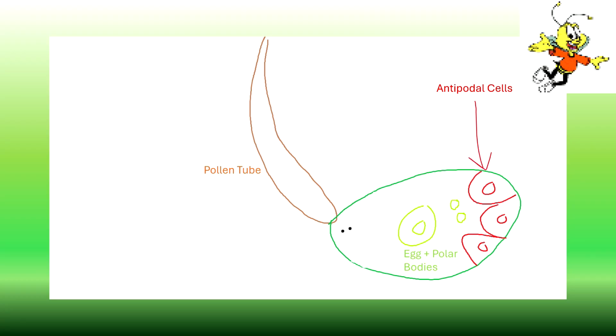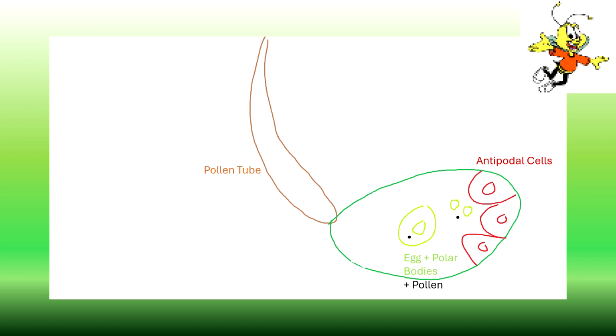Mysterious, huh? As we talked about in the overview, double fertilization will now occur. One pollen joins with the egg cell, and one pollen joins with the two polar bodies. This gives us a zygote and triploid endosperm, plus antipodal cells.